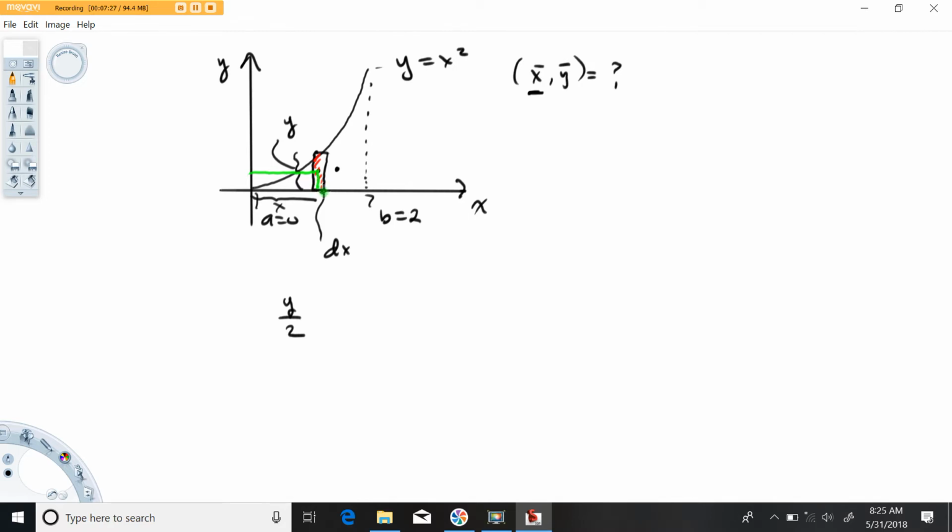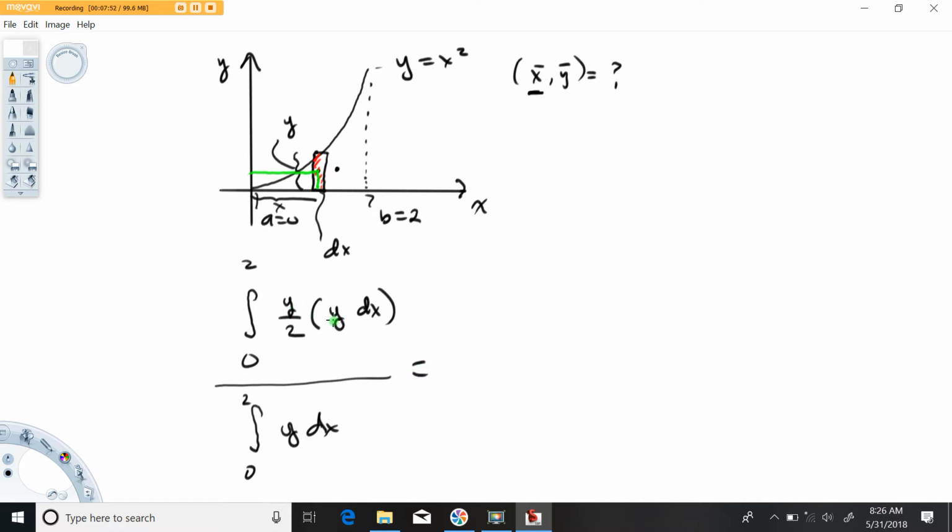Now we're going to give it a weight. We're going to multiply by the area of the rectangle. That's going to equal y dx. These are then added up, running x from 0 to 2. And just like before, we're going to divide out the total area, which will be the integral 0 to 2 of y dx.